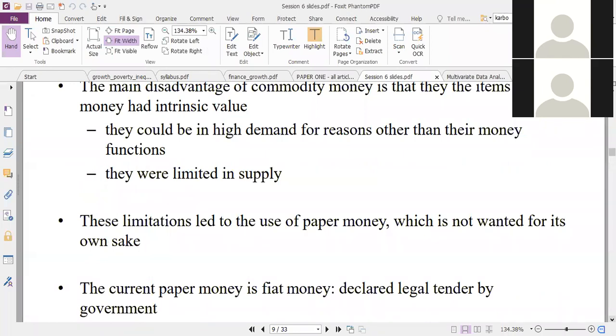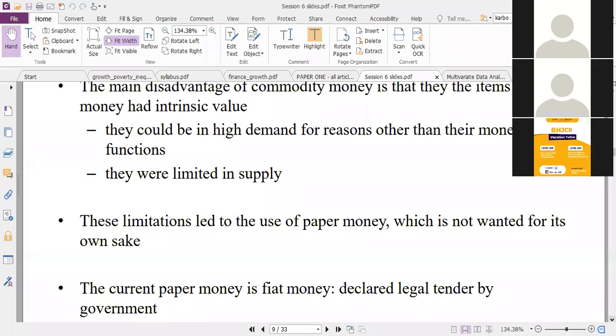Okay, which is basically not wanted for its own sake. So you can have an occasion today, and if you don't have money, it means that occasion cannot be successful, because you need money to buy everything in that particular occasion. Okay, so we introduced money so that we could keep away the issues of all those commodity money issues that we had.